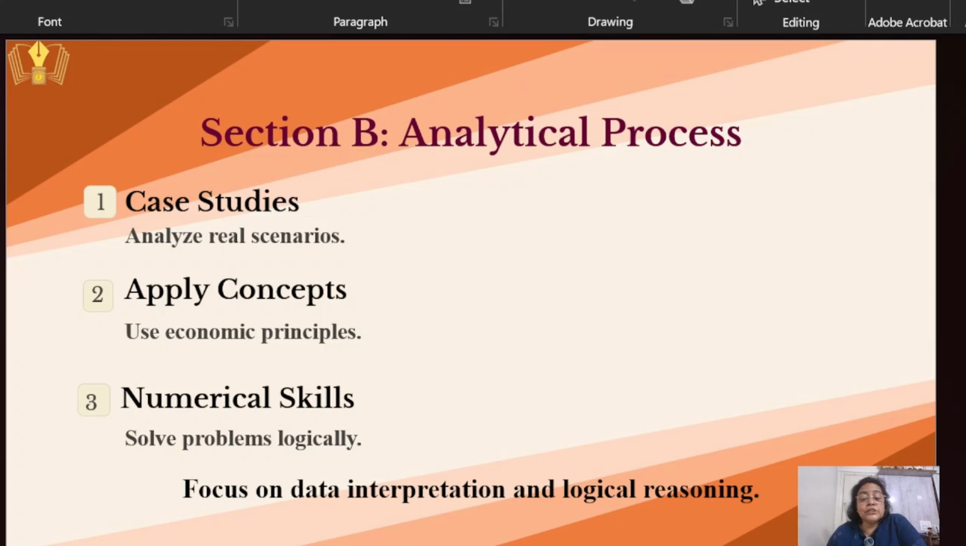You apply the concepts, use economic principles. Remember that in the case studies, whatever is being given, those are mostly connected to your syllabus, whatever you have already studied. You just need to find out, you have to identify what exactly is being spoken of in the case study. You might get numericals, solve problems logically. Focus on data interpretation and logical reasoning is very, very important.